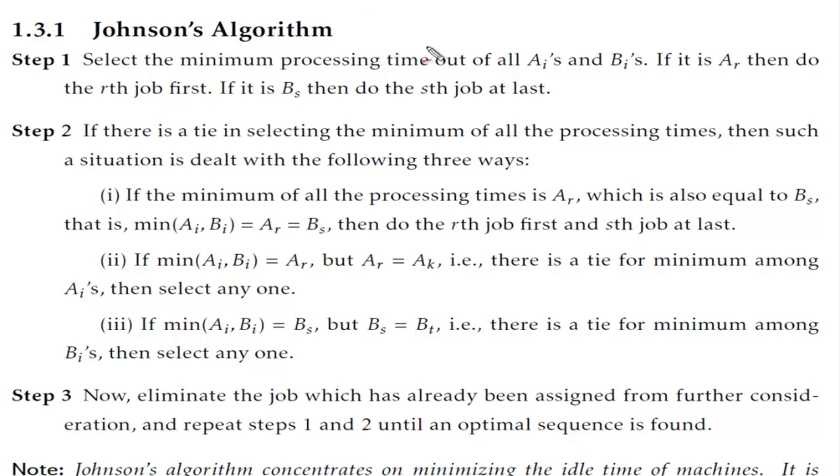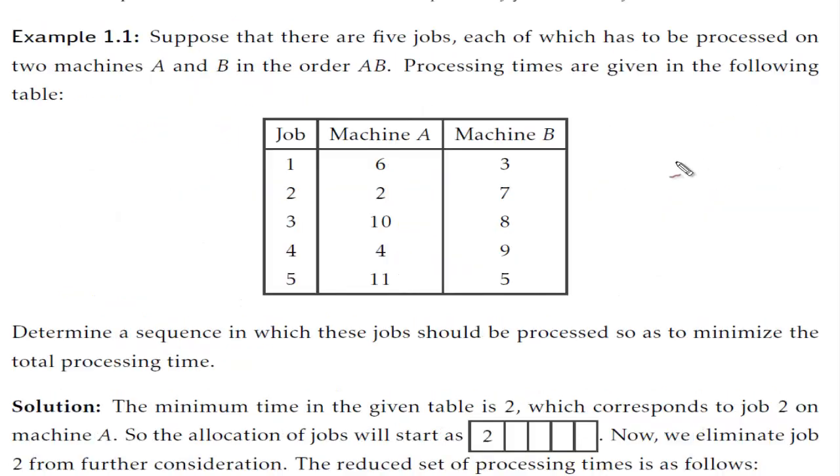Okay, so in Johnson's algorithm, what we do is, first step 1 is to select the minimum processing time of all the Ai's and Bi's. और अगर आपका Ai है, say Ar, that is the rth job, that particular job we are talking about, अगर वो है तो आप वो पहले करेंगे, और अगर B का छोटा है तो वो आप लास्ट में करेंगे. What does that mean? It means like this. So say for example, this is machine A and this is machine B, and these are my jobs, and I have n jobs, and n is here equal to 5, and I have 2 machines.